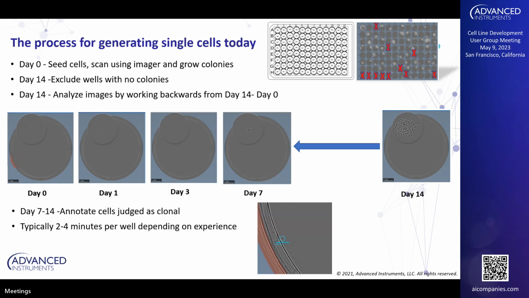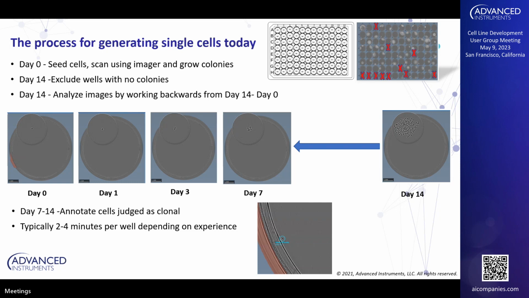So you lay your cells down, let them grow out to day 14. You get a nice colony and then track everything back through the subsequent scan days to day 0 and then prove the assurance of clonality that way. Is that hitting home for most folks? Okay. Most of the time?